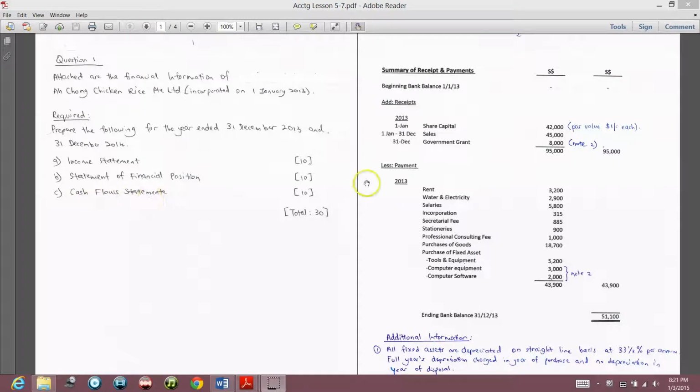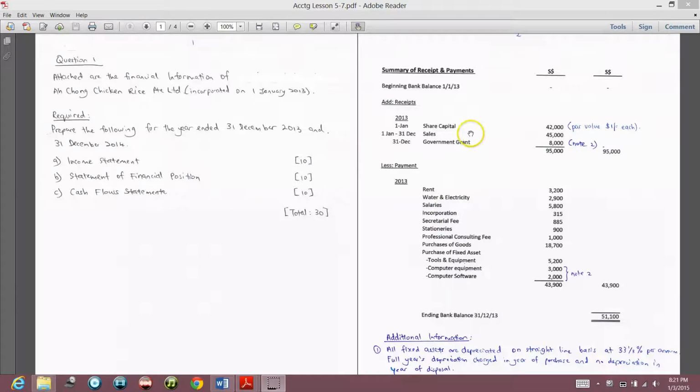So this is the information provided in the question. Summary of receipts and payments: bank balance at the beginning, at 1 January 2013. You see, this company was incorporated or started on 1 January 2013, so at the beginning the bank balance is zero. Add receipts, these are all the receipts, and less payments. Then you get the ending bank balance.